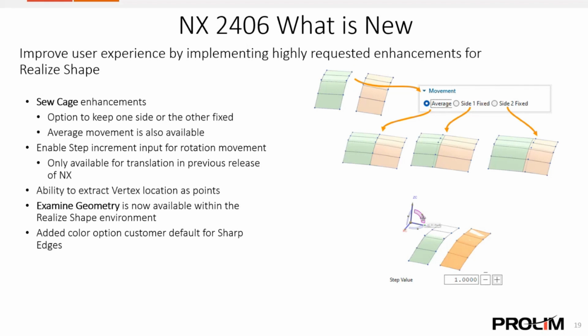As we move on, we have added additional enhancements to our Realize Shape. These are enhancements that have been requested. They've been highly requested, so we've gone in and added them. We have a cage enhancement. We have enable step increment. You saw me do that with the sketch, but you can do that also in the Realize Shape. We've done some examine geometry also, and we added some color options. You can see the different movements we added additionally with that.